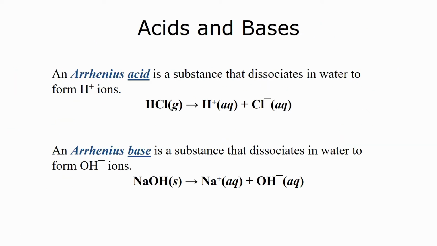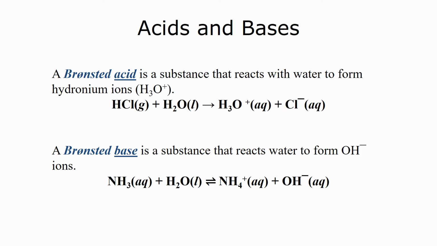To understand what a weak base is, we need to go over our concepts of acids and bases. One definition is the Arrhenius acid. This is a substance that dissociates in water to form hydrogen ions. An Arrhenius base is a substance that dissociates in water to form hydroxide ions. Now here, sodium hydroxide is a very good example because it's an ionic compound. It will dissociate completely into sodium ions and hydroxide ions, therefore increasing the concentration of hydroxide in water. That's the definition of a base.